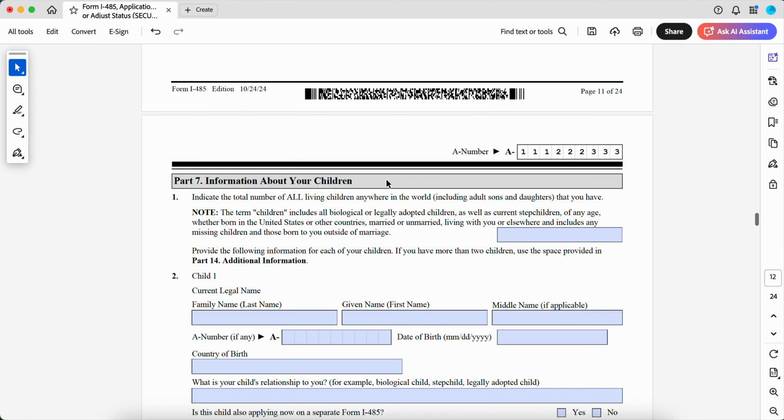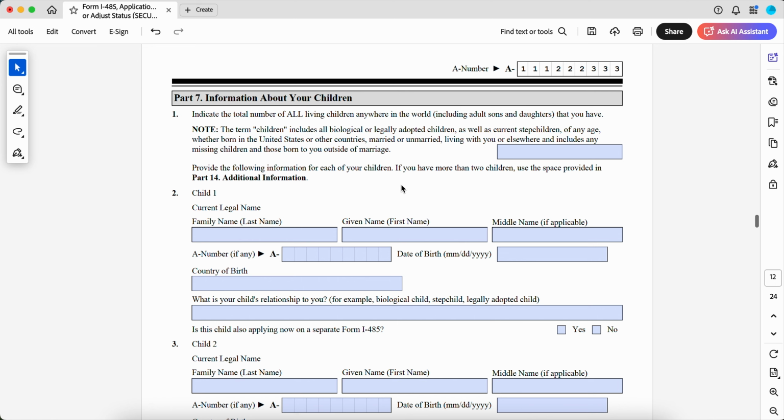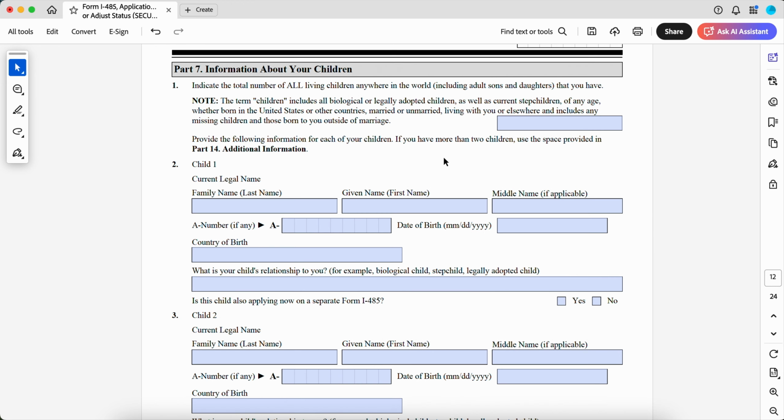Your children. If you have children, the term children includes all biological or legally adopted children, as well as current stepchildren of any age, whether born in the United States or other countries, married or unmarried, living with you or elsewhere, and includes any missing children and those born to you outside of marriage. Okay, so if you have more than 2 children, space is provided in part 14. So you have to write about your children that you have.